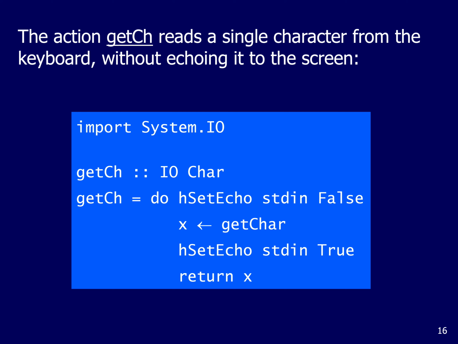Then in the second line, we're simply calling getChar to read a character from the keyboard, which will not be printed on the screen because echoing is turned off. In the third line, we turn echoing back on by calling hSetEcho with the standard input channel, and this time we pass in True to say we want echoing turned back on. And then in the final line, we're simply going to return the character x, which we've read from the keyboard. So overall, getCh reads a character from the keyboard without echoing it to the screen, by turning input echoing temporarily off while we read that character.